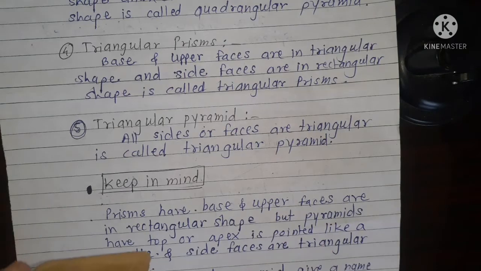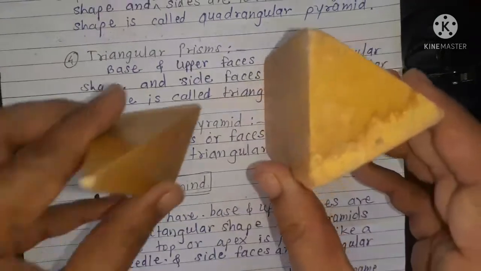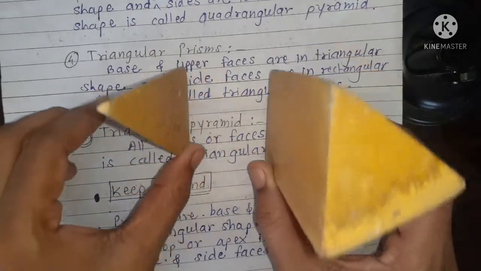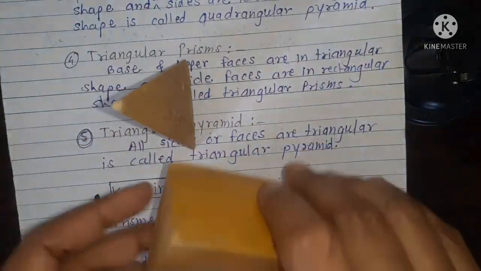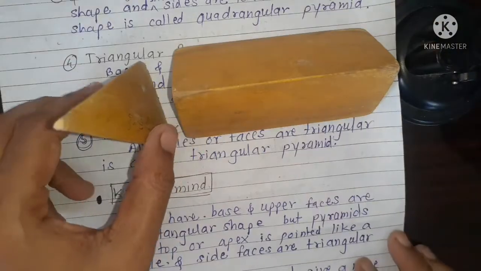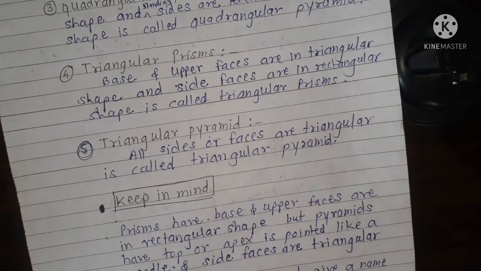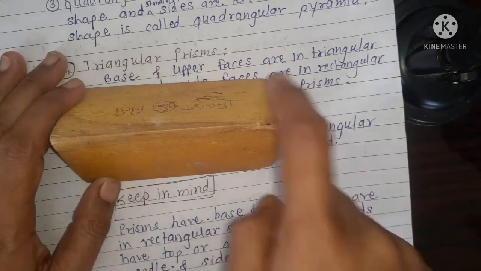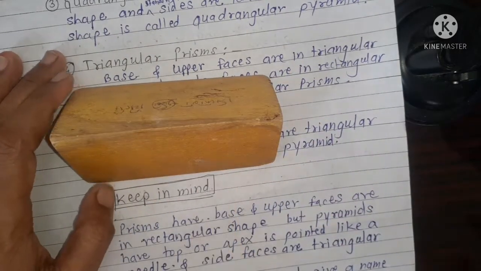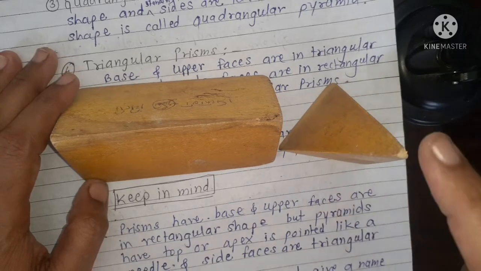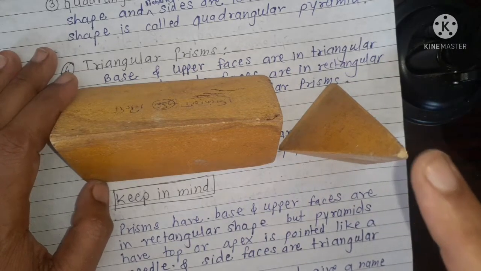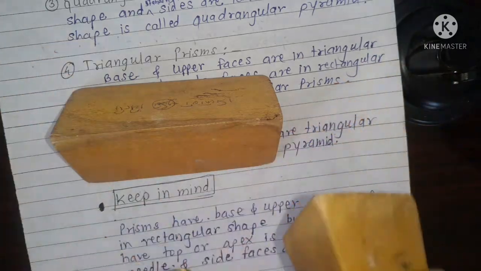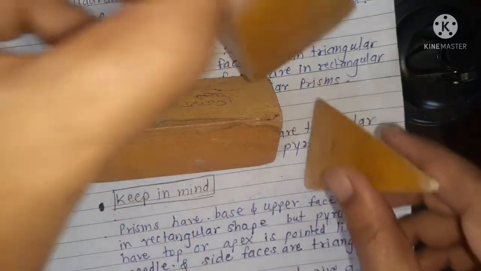Then what is the difference between prism and pyramid? This is a prism and this is a pyramid. Keep in mind, prisms have base and upper faces in rectangular shape, but pyramids have a top or apex pointed like a needle and side faces in triangular shape.